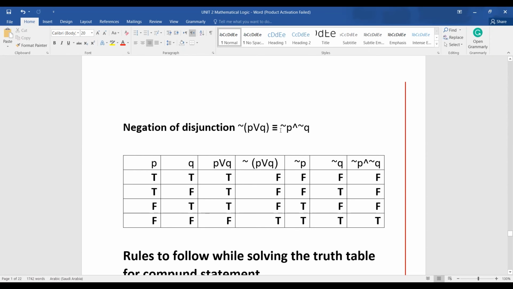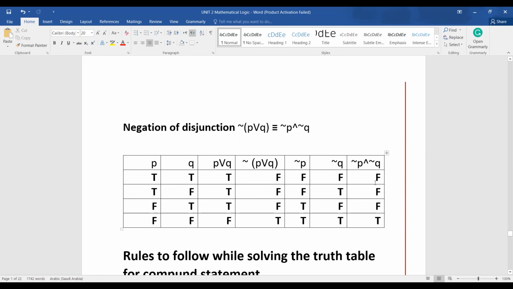We can't find it at once. We'll separate each one alone. First, we'll start with negation P. We have P. True would be false. True would be false. False would be true. And false would be true. We found negation P. Now, similarly, we'll find negation Q. True would be false. False would be true. True would be false. And false would be true. We found negation Q.